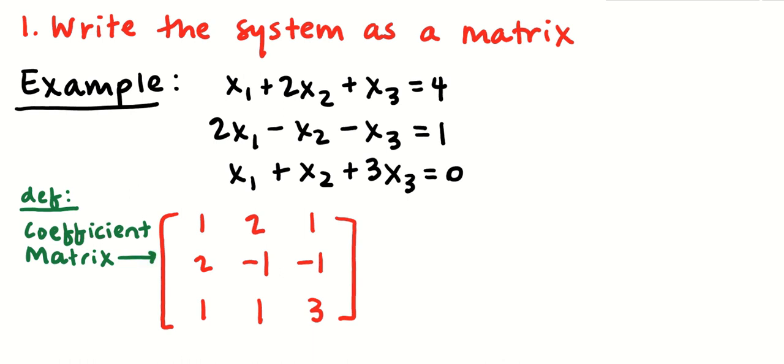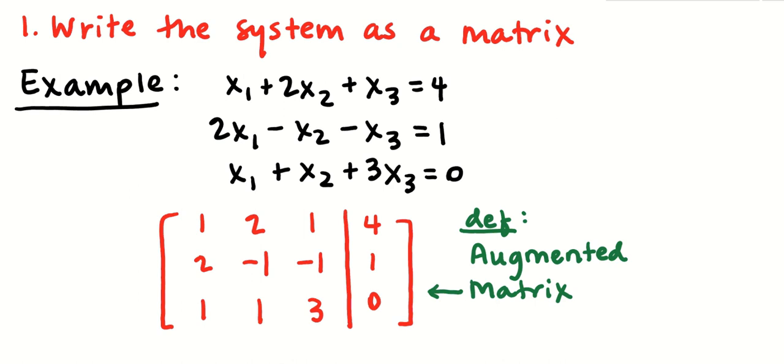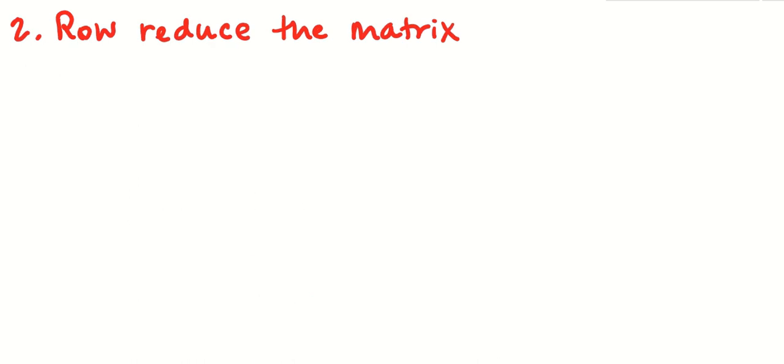But what we're going to mostly do is take the information provided by the 4, 1, 0 as well. So we will add a little vertical bar, which is really just there for your eye. It doesn't really mean anything. And we'll add it on like that. And this is what we will call the augmented matrix. And this is what we're going to really be working with mostly in this class.